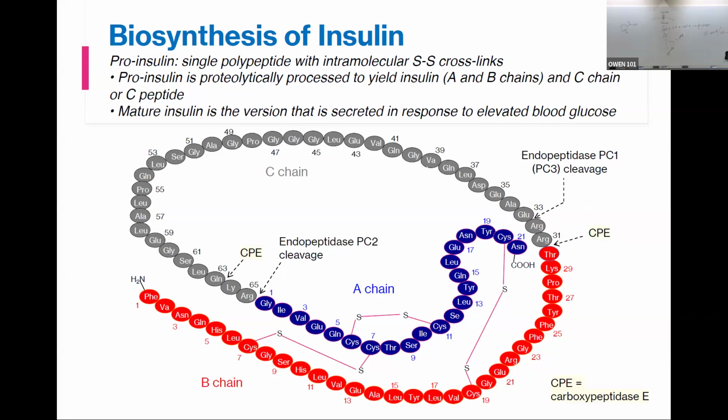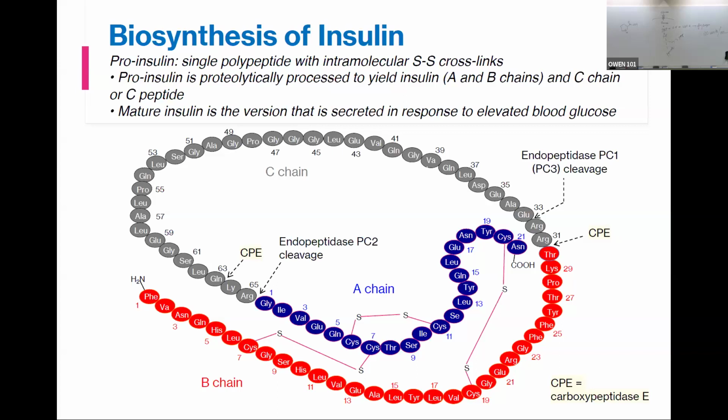So briefly, we talked about biosynthesis of insulin already, but this shows all these amino acid residues that you can see. This is what we call proinsulin. Proinsulin is the polypeptide that is produced originally, but then it needs to be processed. Two or three types of enzymes are involved, depending on how you see it, maybe two types. It's called endopeptidase, PC1 and PC2, all right?